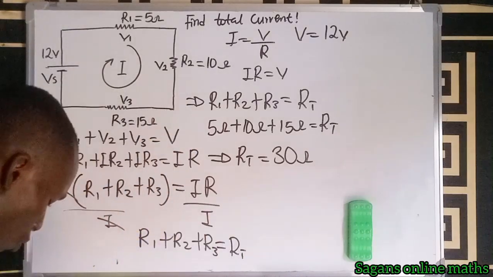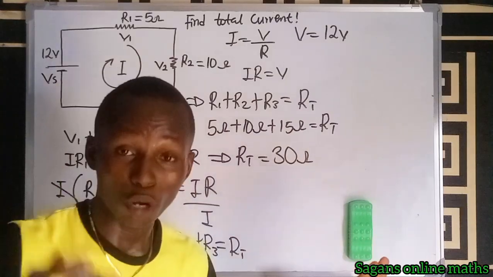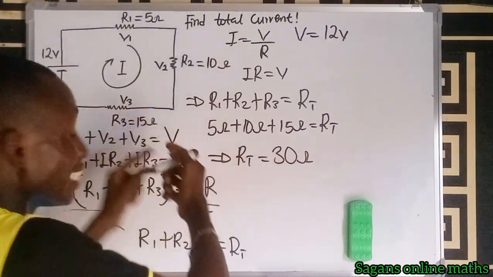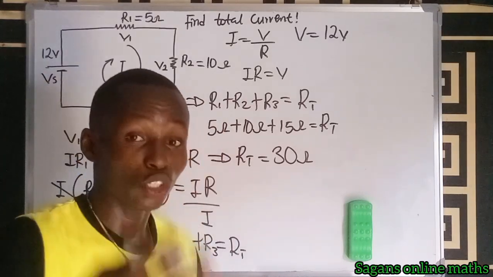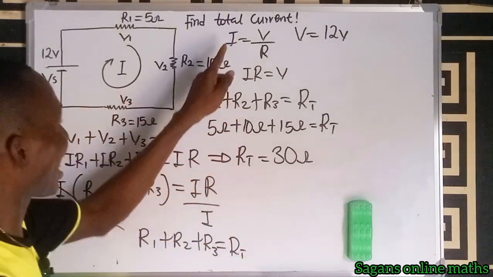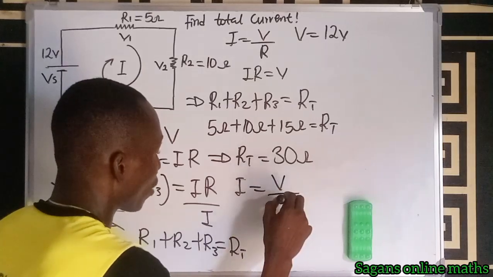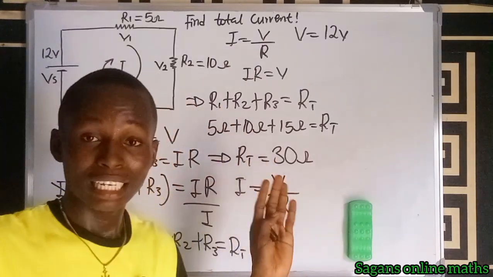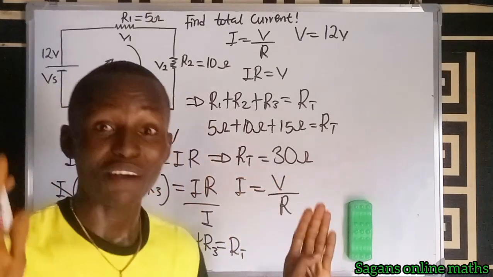Now we are getting our total resistance. Remember, by the definition of Ohm's law, Ohm's law states that the total amount of current that flows in this circuit is directly proportional to the total voltage and inversely proportional to resistance, provided the temperature remains constant, right? As you can see, I is equal to V divided by total resistance. Are we getting our total resistance? Yes. Do we have our total voltage? Yes. So you're comfortably okay to find the total current.